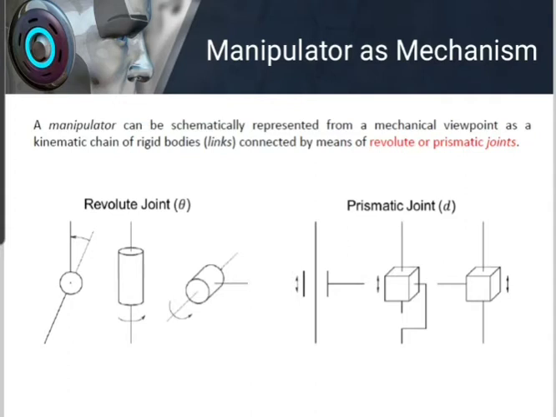So manipulators are composed of an assembly of links and joints. The links are defined as the rigid sections which make up the mechanism, and joints are defined as the connection between two links. So the device which is attached to the manipulator which interacts with its environment to perform the task is called an end effector.